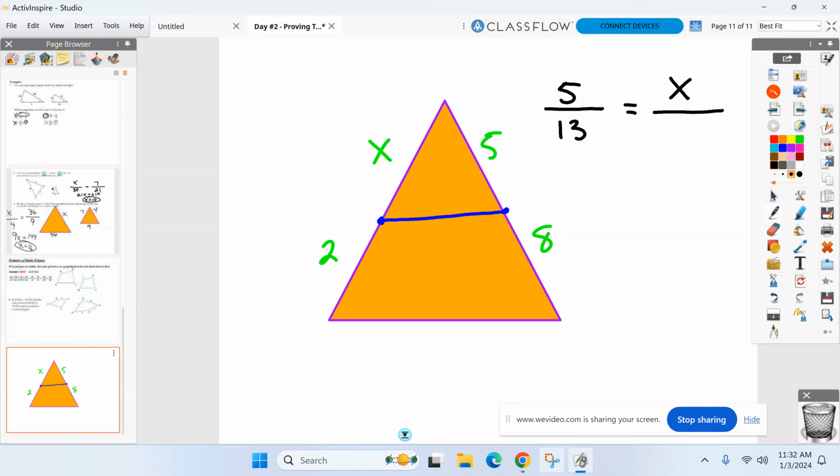How long is this side right here? If you say 2x, 2 plus x, x plus 2, yep. Okay? Full sides only in the proportions, not partial sides. Full sides of each triangle. Good? All right, get rolling. Go ahead.